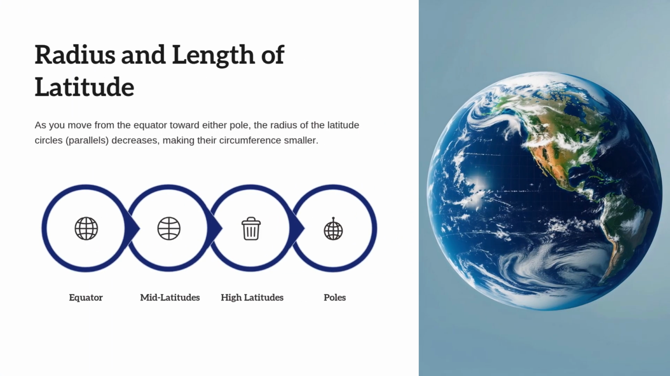Radius and length of latitude. As you move from the equator toward either pole, the circles of latitude become smaller because their radius decreases. Equator, the largest circle with the greatest radius and circumference. Mid-latitudes, medium-sized circles with smaller radius than the equator. High latitudes, much smaller circles close to the poles. Poles, the latitude circle reduces to a single point.